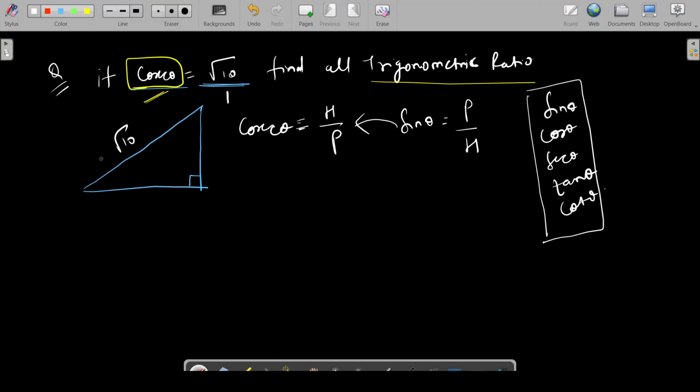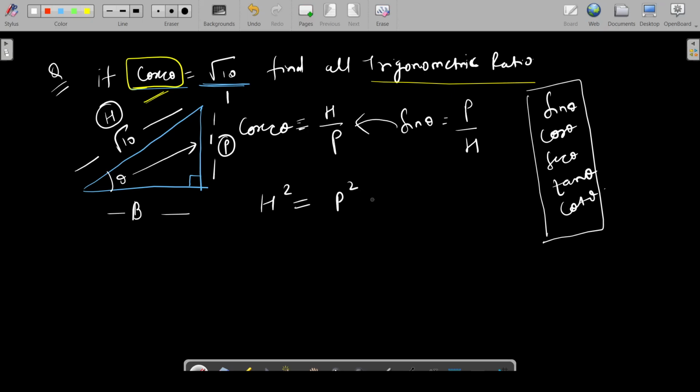Now hypotenuse is root 10 and perpendicular is 1. So this is basically my cosec theta. This one is my perpendicular and this one is my hypotenuse. Now I have to first find out the base. We know the Pythagorean theorem: hypotenuse square equals perpendicular square plus base square. So we can put root 10 whole square equal to 1 square plus base, that is b square.